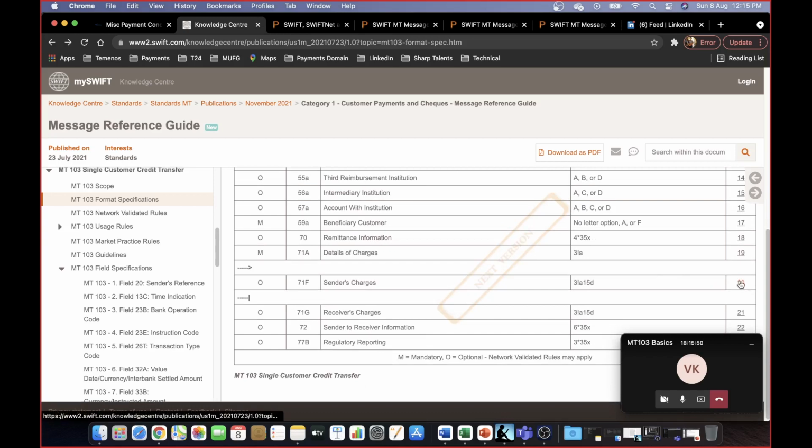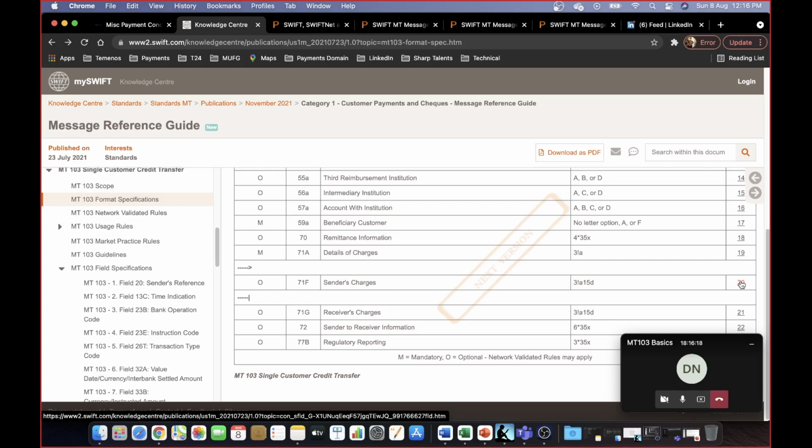71A is pertaining to the bank-to-bank charges, right? Yes, charges related to the bank, everything. And 72 is the sender to receiver payment information. Correct, what the payment is for, the purpose. If it is for any invoice number, they can mention it there. Exactly. That is 72.